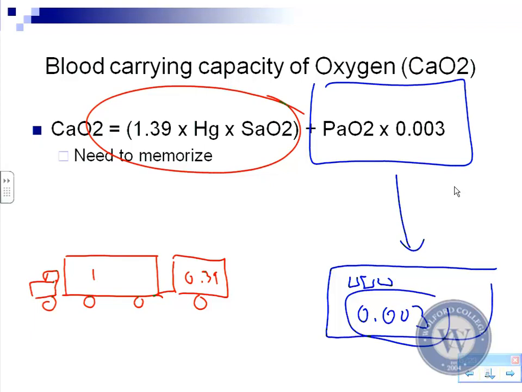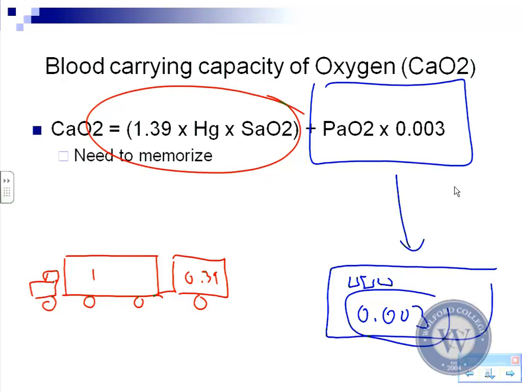Why? Because you're in the United States, and you're going to be tested on that value, even though it's wrong. In reality, it should be 1.34. I think the more accurate value is 1.32. So if you want to go crazy and go to that value. But most of us will stick to 1.39 since we're in the United States. Okay? Does that make sense now? You shouldn't have to memorize this equation. You just understand. That's the oxygen carrying capacity equation.